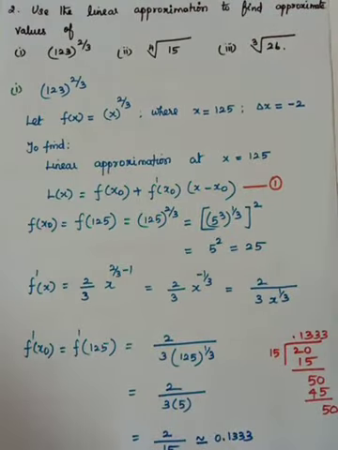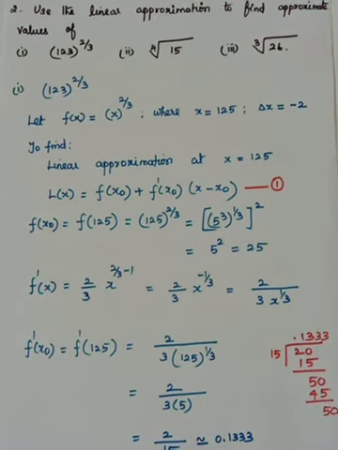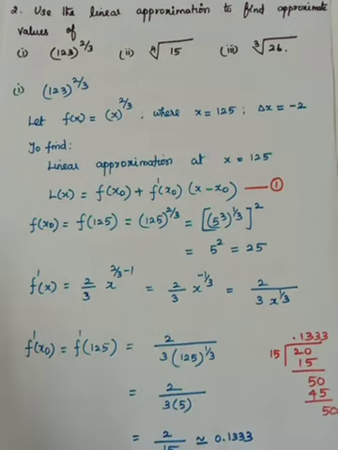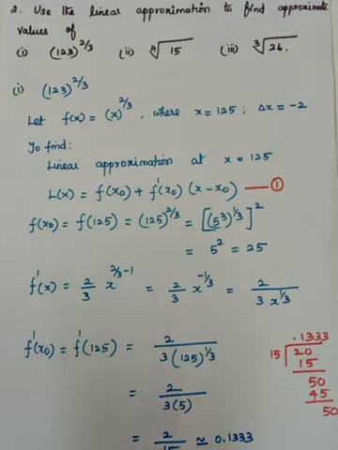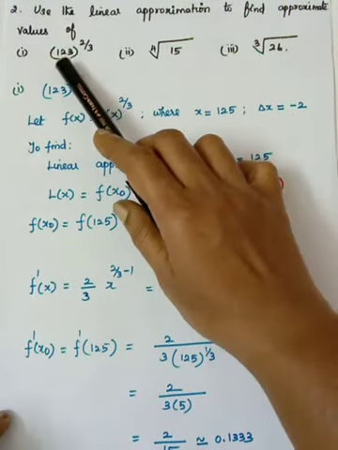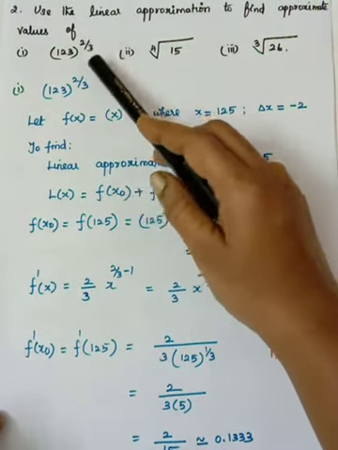You see the second problem. Use a linear approximation to find approximated values of 123 to the power 2 by 3. In the previous problem, the function was given: f of x is equal to the cubic root of x. Here the function is not given, only 123 to the power 2 by 3.